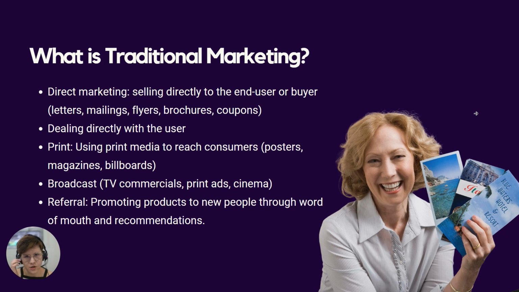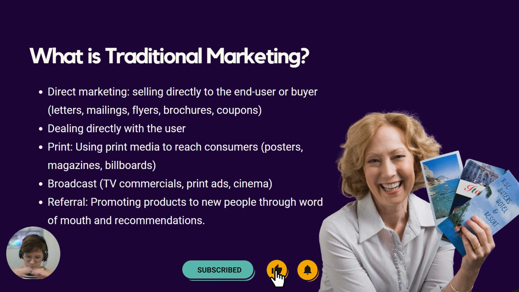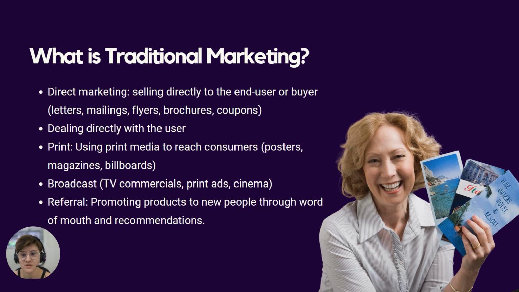So now we have an understanding of what digital marketing is. Now I want us to understand what traditional marketing is, how those two can work together, and how they conflict with one another. Traditional marketing can be understood as direct marketing. It is selling directly to your end user or your buyer. Some examples would be letters that you get in your actual postbox, mailings, flyers that you'll receive, brochures that you might get at a conference, and coupons that you can get in the newspaper. Traditional marketing deals directly with the user.